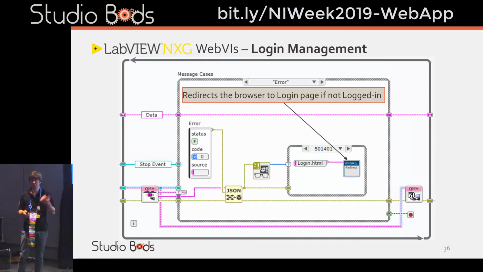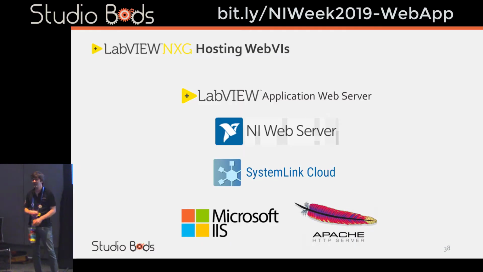So now you know how to program your database, your web service, your web VIs. What else? You need to host your web application now. There are many ways you can host your web VIs. You can use the LabVIEW application web server that ships with LabVIEW since 2009. You can use the new NI web server that comes with SystemLink or the NXG web module. You can also host your web application in the cloud. There is the NI cloud, SystemLink Cloud, or you can host it in Microsoft web server or Apache web server or another third-party web server. So everything is possible.